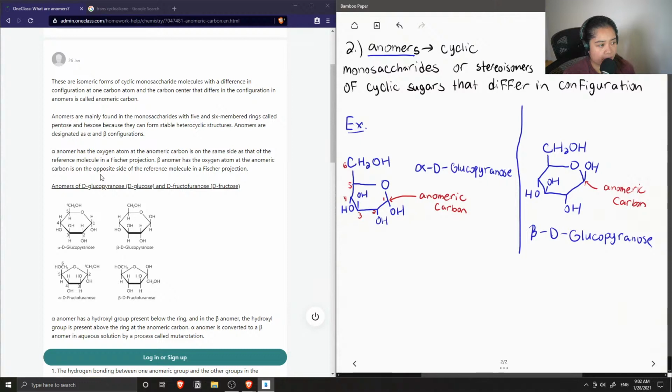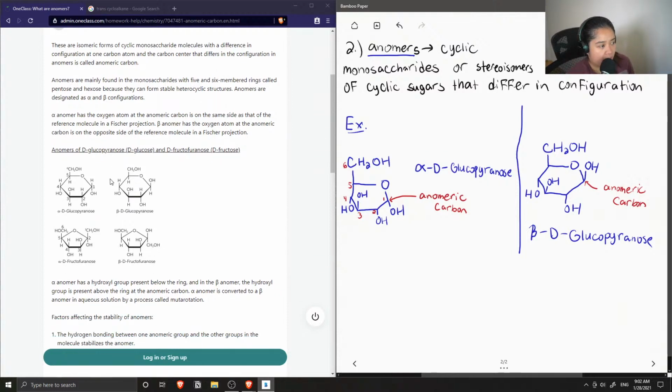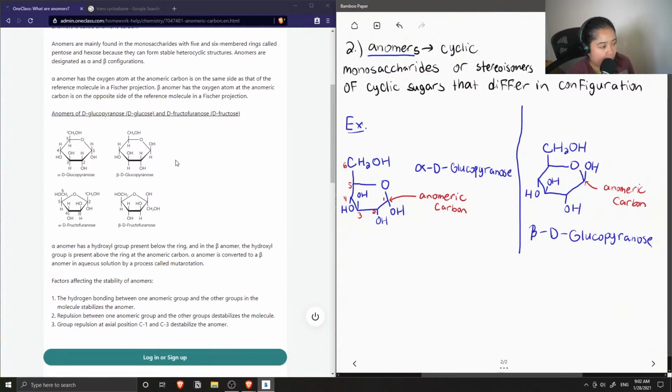Alpha anomer has the oxygen atom at the anomeric carbon on the same side as that of the reference molecule in a Fischer projection. The beta anomer has the oxygen atom at the anomeric carbon on the opposite side of the reference molecule in a Fischer projection. Okay, so they have the different anomers of D-glucopyranose, which is the one that I drew. And they also have D-fructofuranose. And they just have the examples below.